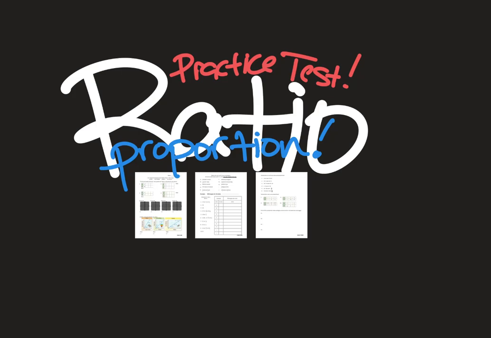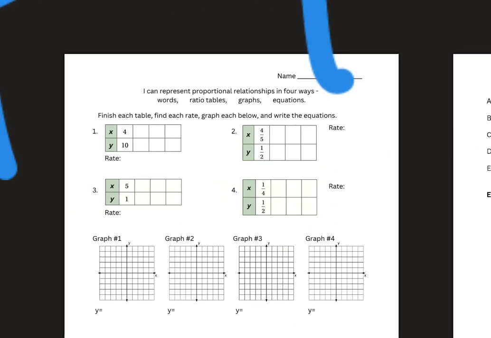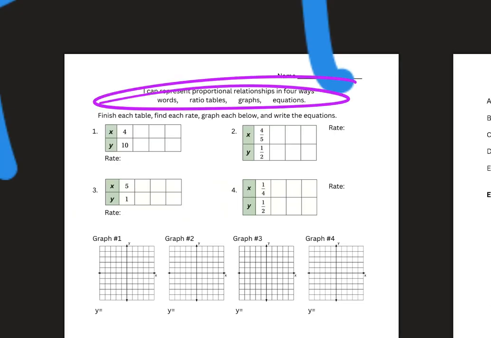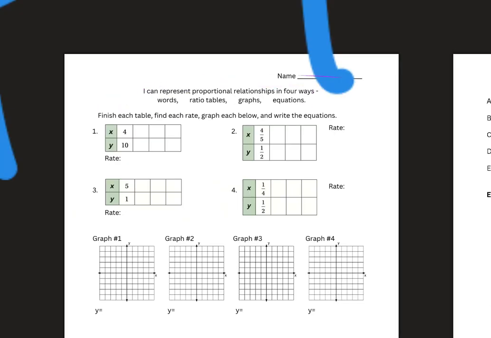We got the ratio and proportion practice test. Here we go. We're going to be focusing on: can we represent a proportional relationship in 4 ways, using words, ratio tables, graphs, and equations? Let's start with the tables.